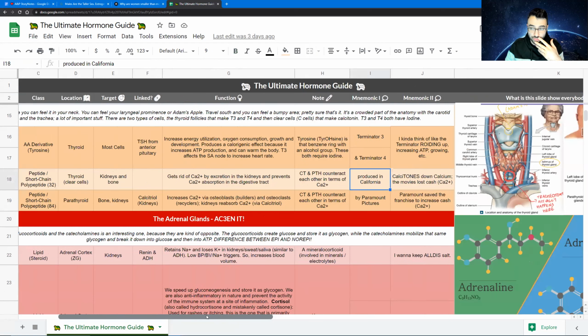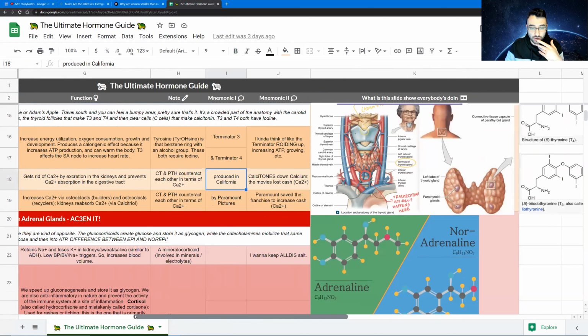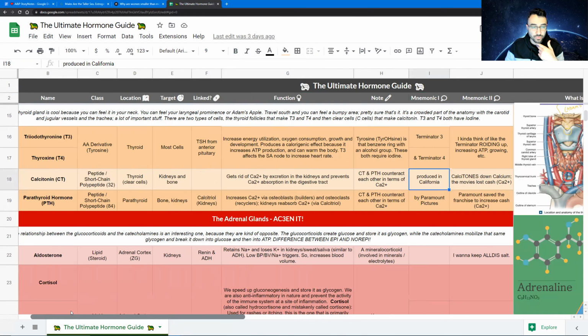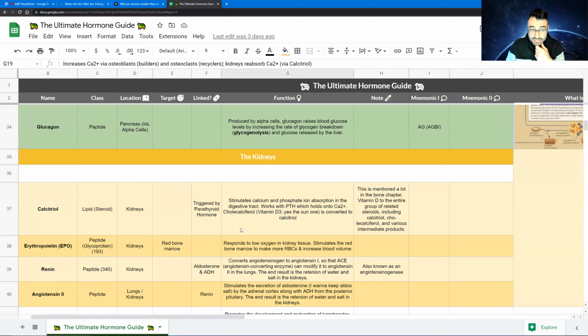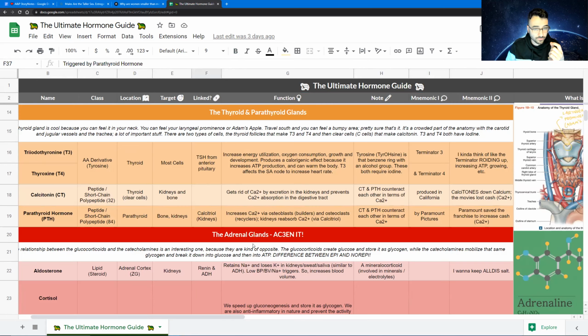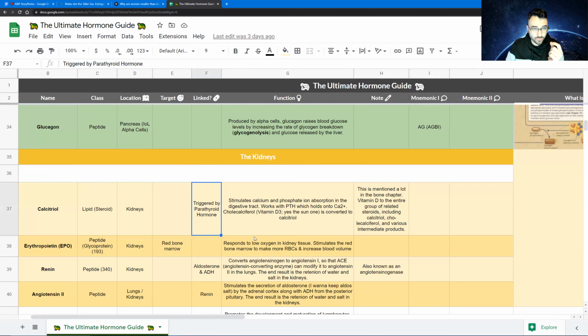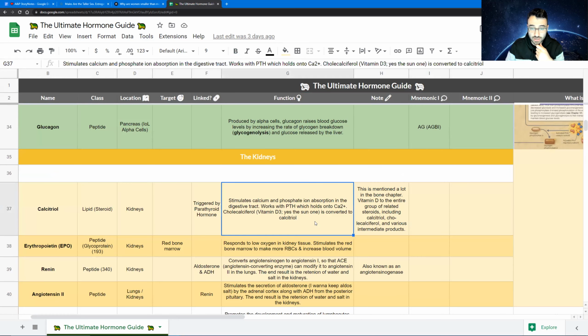All right. The parathyroid hormone, here's the thyroid hormone here. Parathyroid, which are these little purple guys on the back of the thyroid, which is in our neck. They're going to increase calcium via osteoblasts as builders and osteoclasts as recyclers. Kidneys are going to reabsorb calcium via what's called calcitriol. If we go down to our kidneys, a hormone called calcitriol, which is triggered by that parathyroid hormone, stimulates calcium and phosphate ion absorption in the digestive tract, works with that PTH, which holds on to calcium.